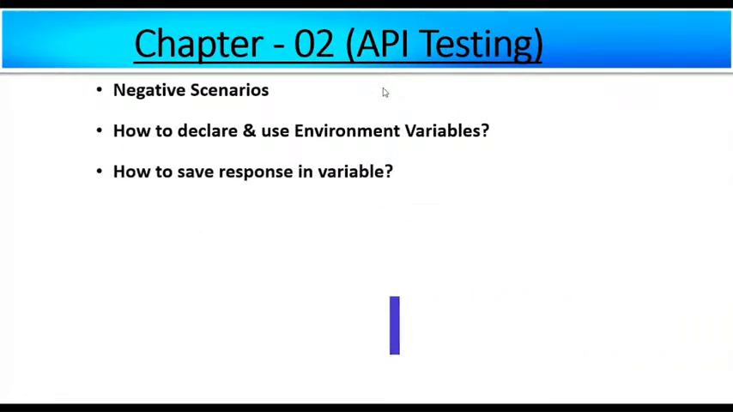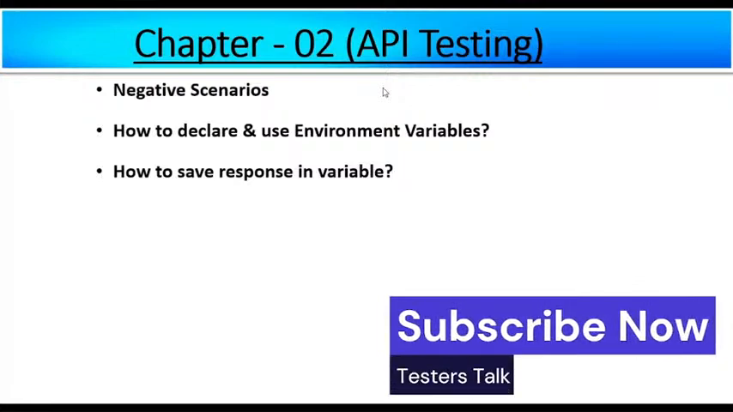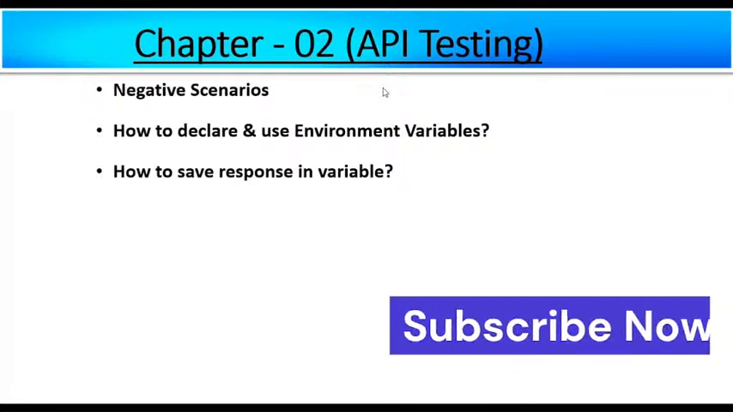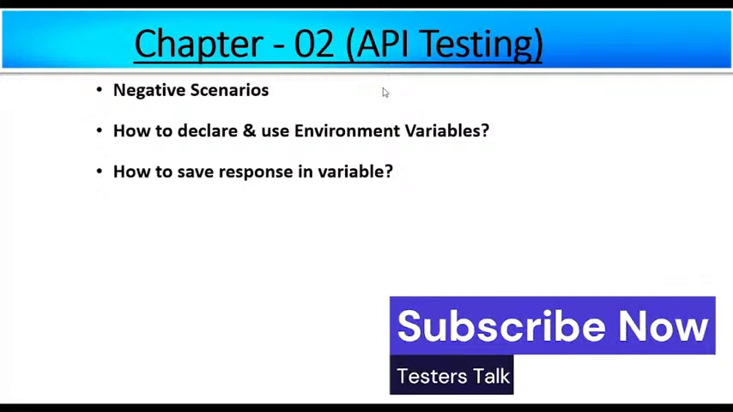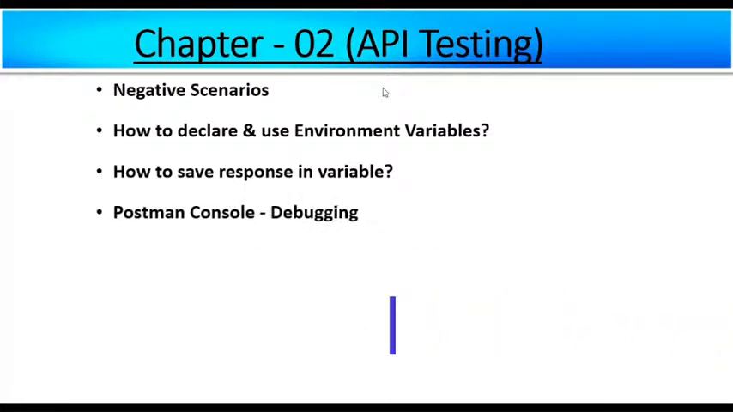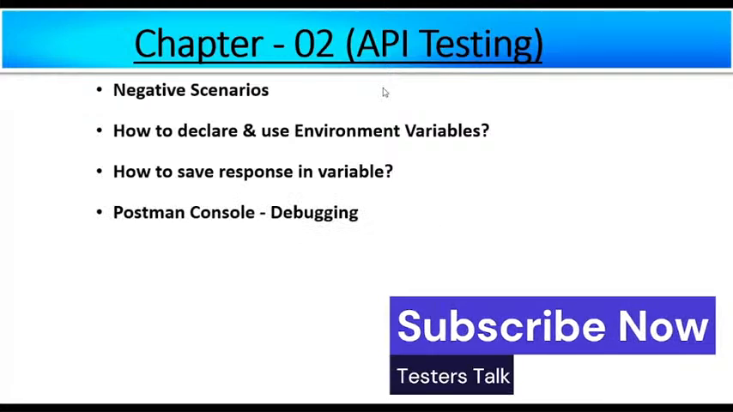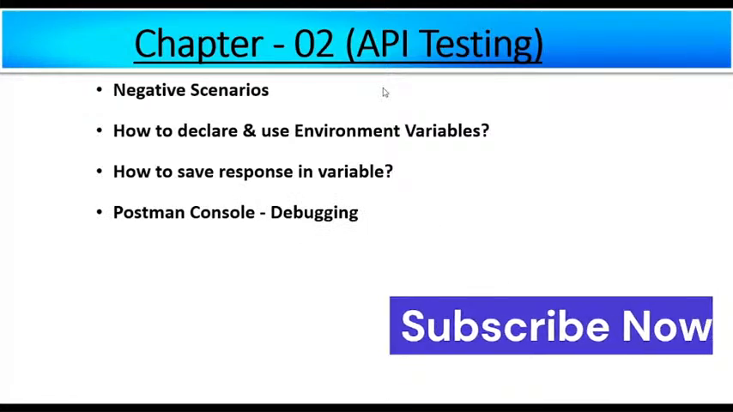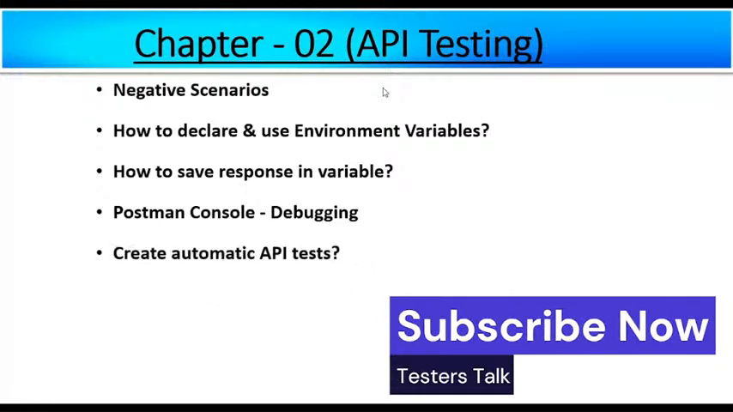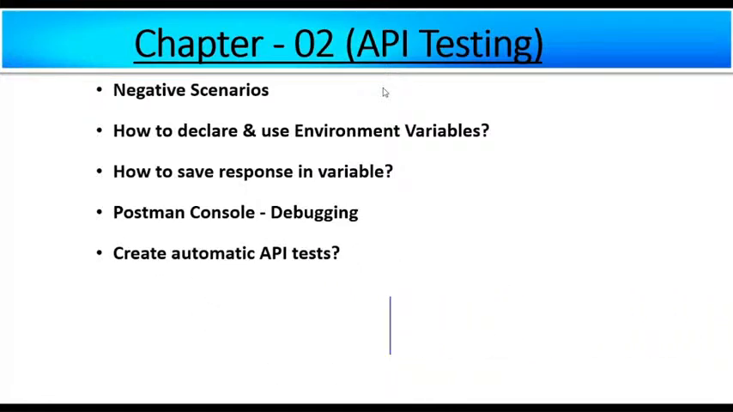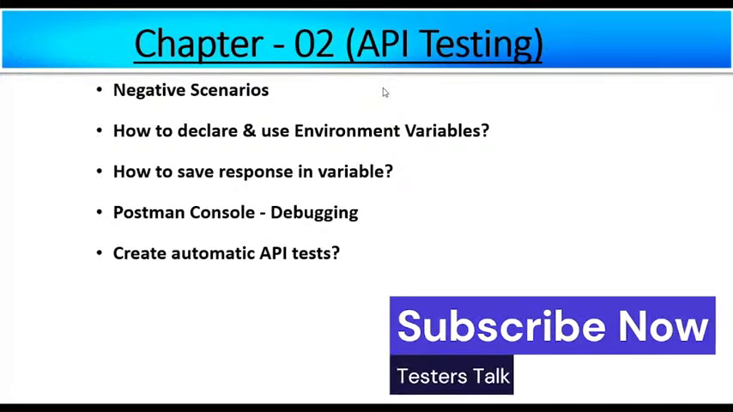Then we will see how to save the response of any API in a variable so that we can use that particular variable value in further APIs. Then I will discuss how to use the Postman console for debugging any issues in the API. Then we'll start creating automatic API tests in the Postman.